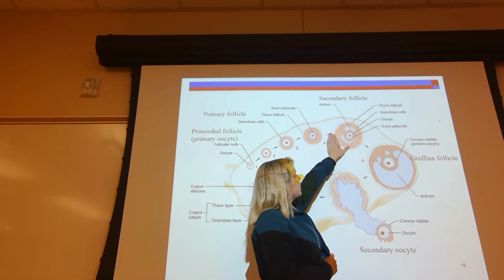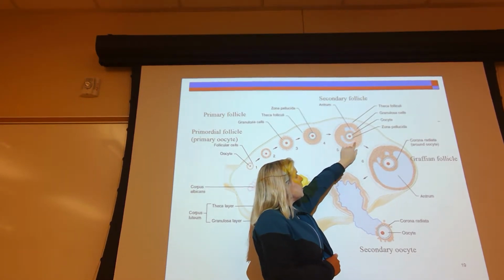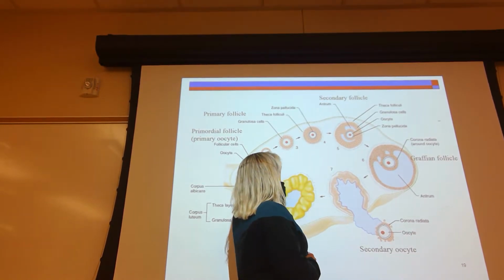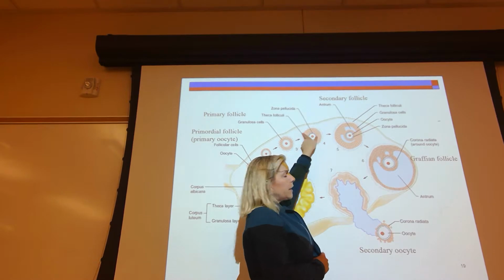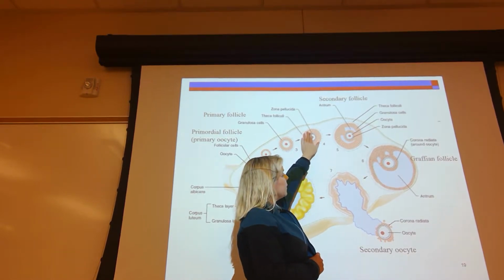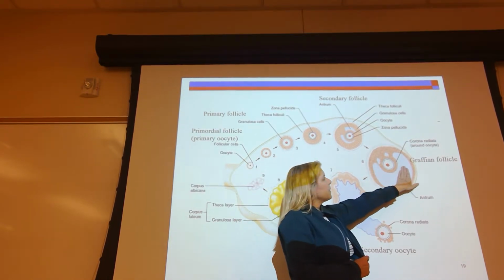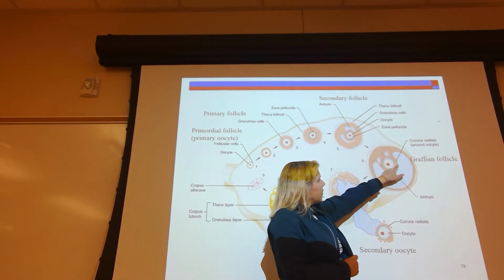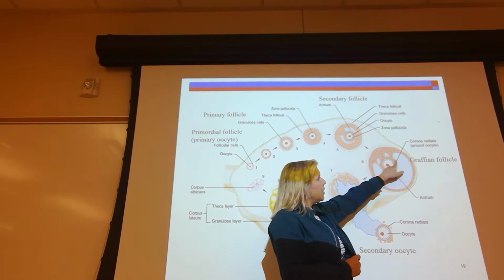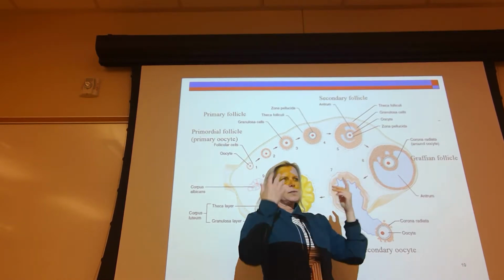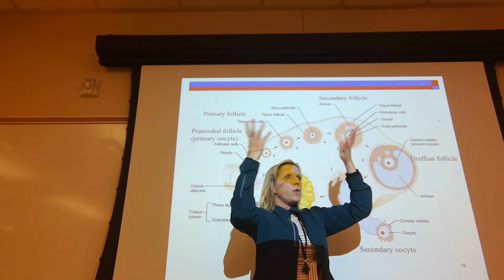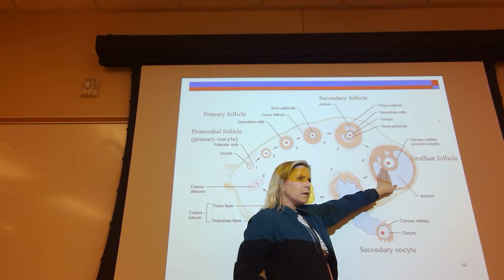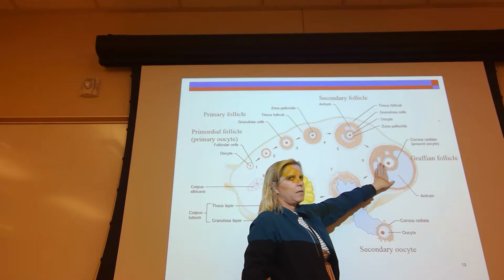Eventually, this follicle, once you see the antrum, it's called a secondary follicle. When you start to see more than one layer of granulosa cells, it's called a primary follicle. When you see a very large antrum and these granulosa cells around the oocyte called the corona radiata, which means a crown that's radiating around the oocyte, this is called a mature follicle, also known as a Graafian follicle.